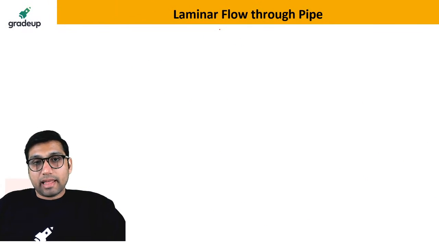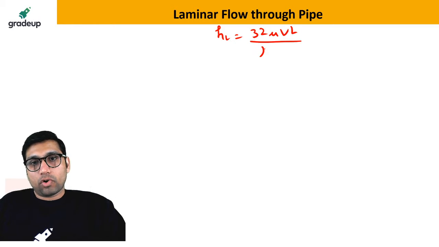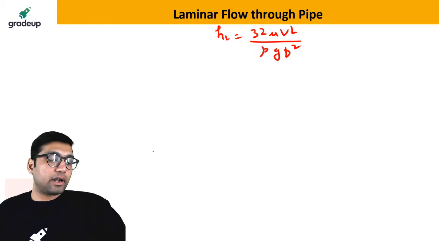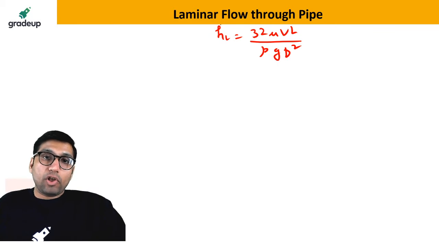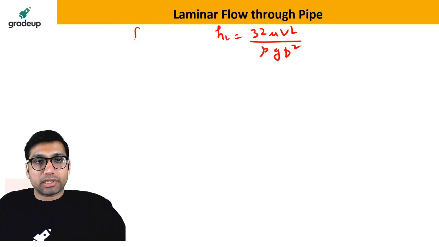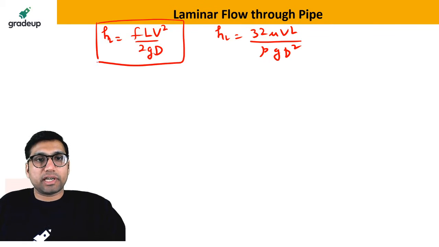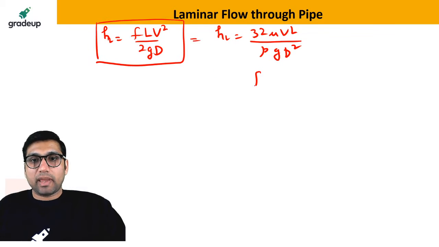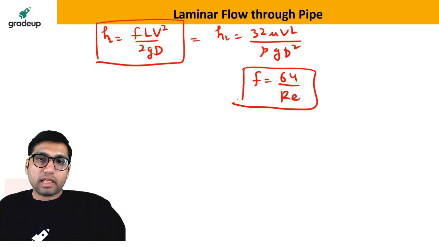Now we have just seen that head loss is equal to 32 mu VL by rho g d square. But we also know that we can find the head loss by using the relation FLV square by 2gD. This is also the formula for the major head loss due to friction, where f is the friction factor. If you equate these two head losses, you will get friction factor equal to 64 by Reynolds number.